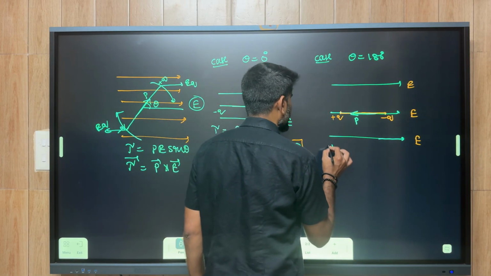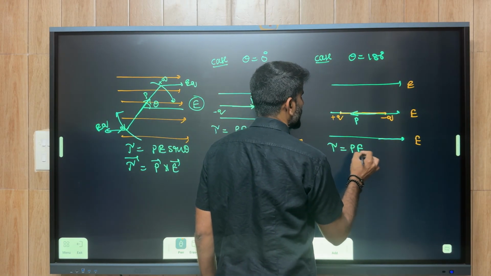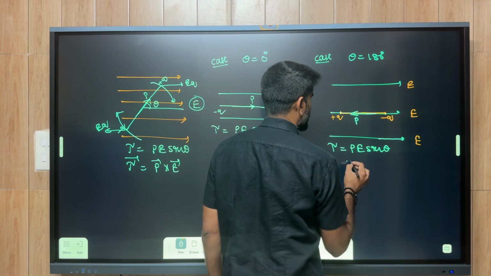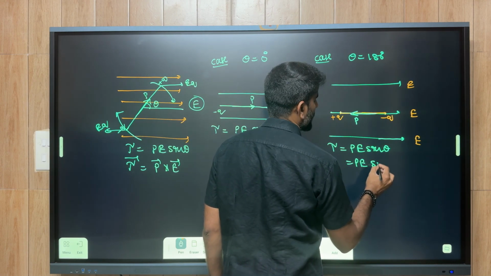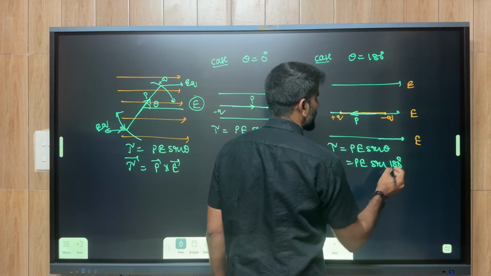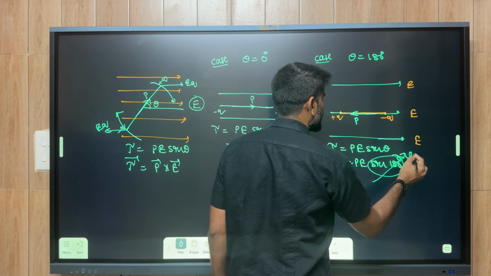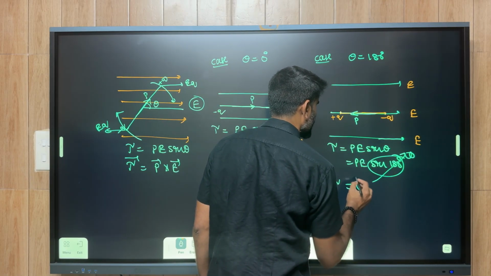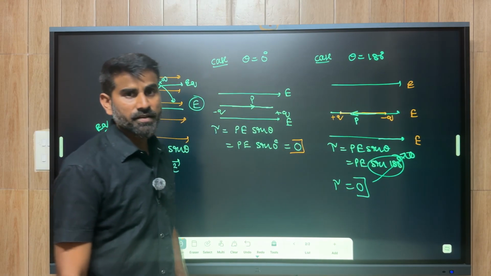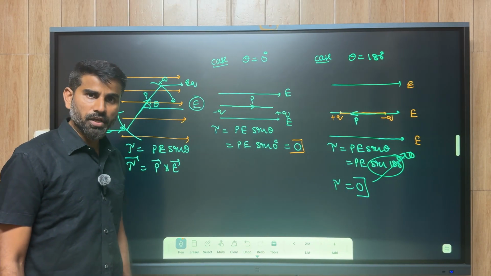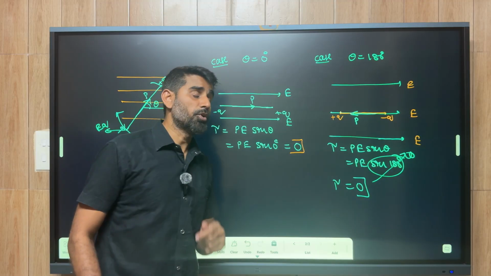Right? Now, let us find the torque. Torque tau is equal to PE sin theta again. That means PE sin 180 degrees. Sin 180 is again 0. That means the net torque acting on the system is 0. Okay. Now, let us recall one more point.